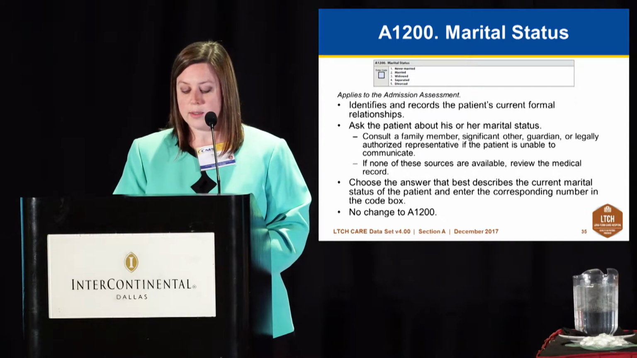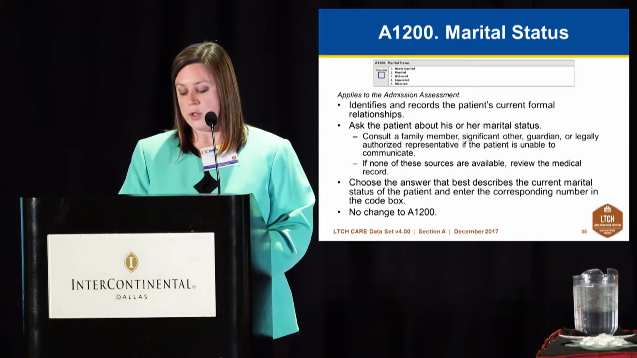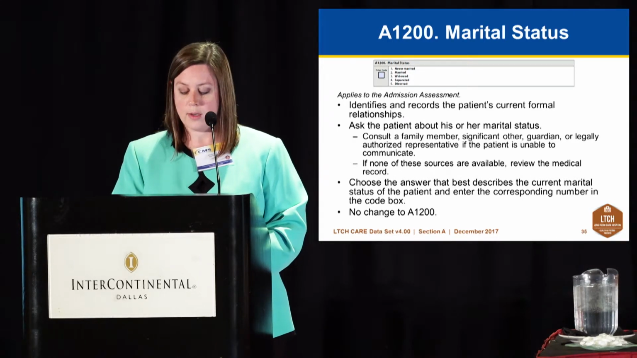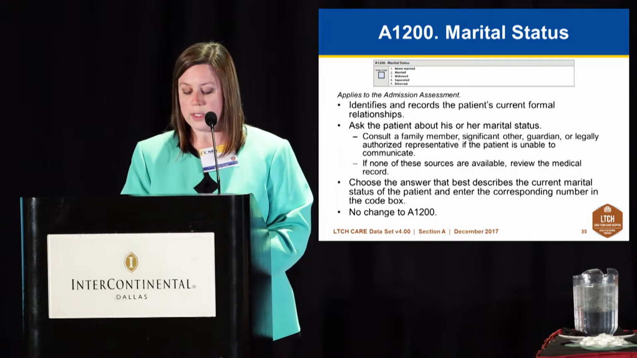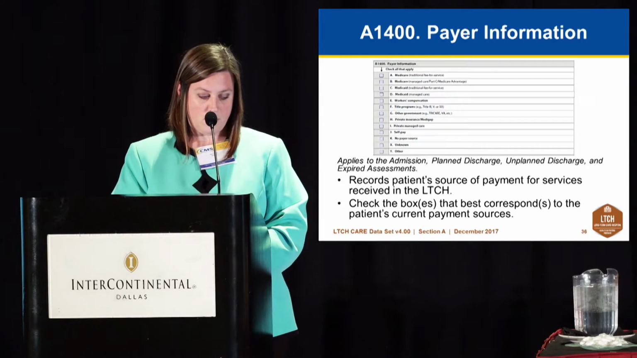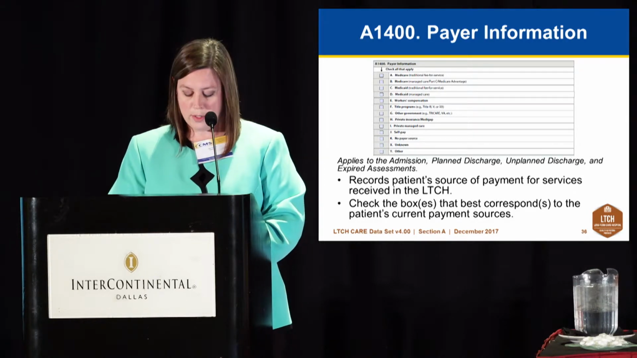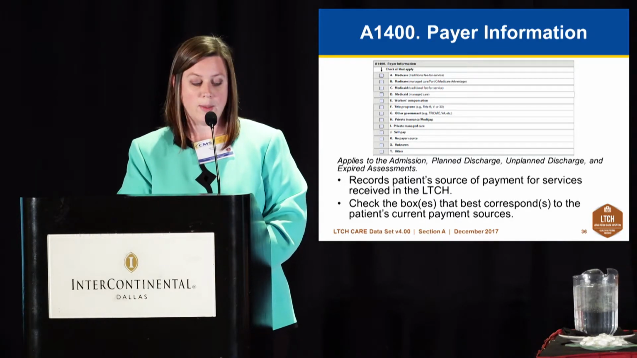A1200, marital status, is an unchanged section as well. Here we are identifying formal relationships of a patient, as it is important for discharge planning. Similar to other sections we've discussed, a family member, guardian, significant other, or authorized representative can be consulted, and in their absence, and if the patient is unable to communicate, the medical record can be reviewed. Section A1400 contains payer information, and this is another section where we would select all that apply.